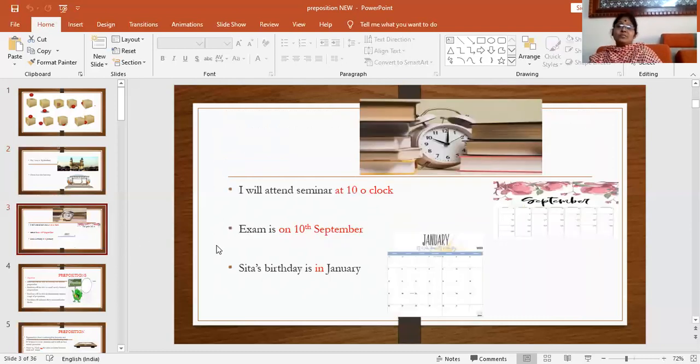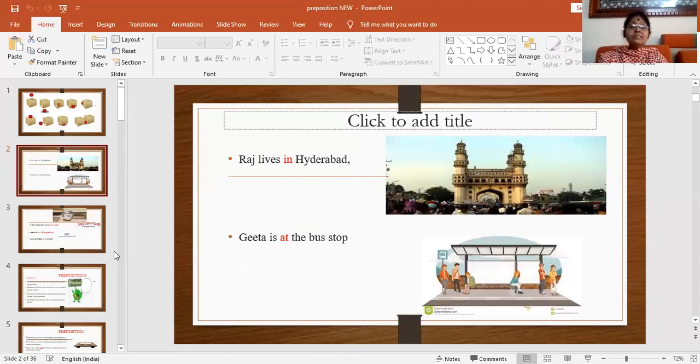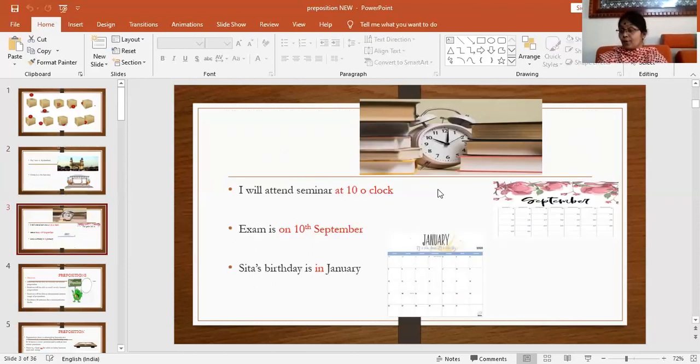Now let us come to this picture. What do we see over here? Time, right? Now let us look at this sentence. I will attend seminar at 10 o'clock. Now the preposition here is at. At what time? At 10 o'clock, right? Now we have used here at for time, and in the previous sentence also we have used at, at the bus stop. That means what we learned, at is used for point of place and at is also used for point of time.